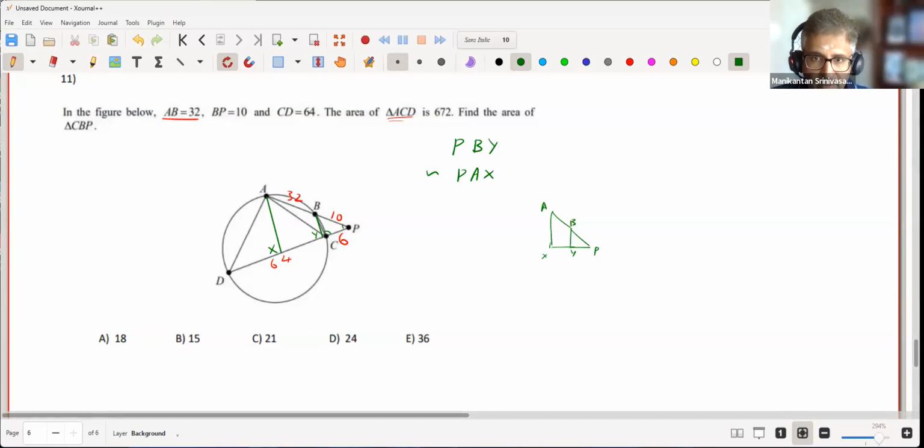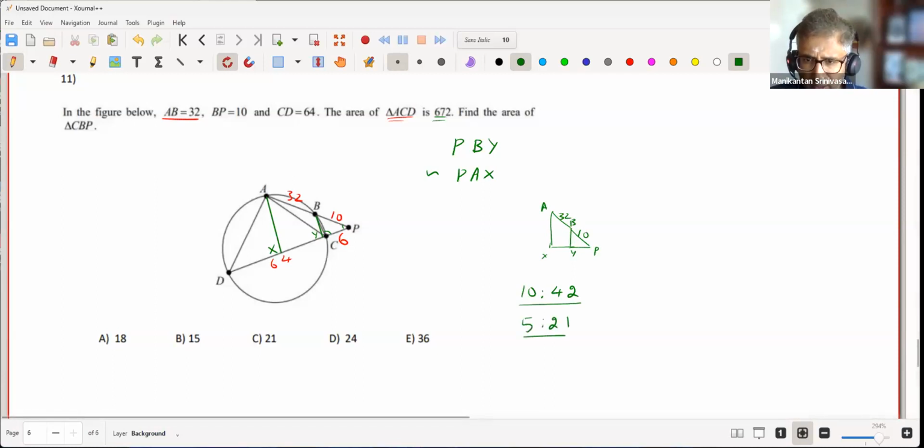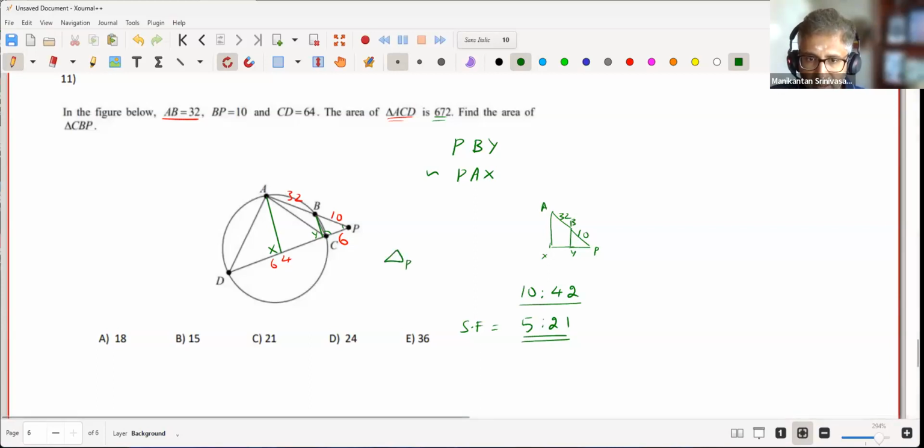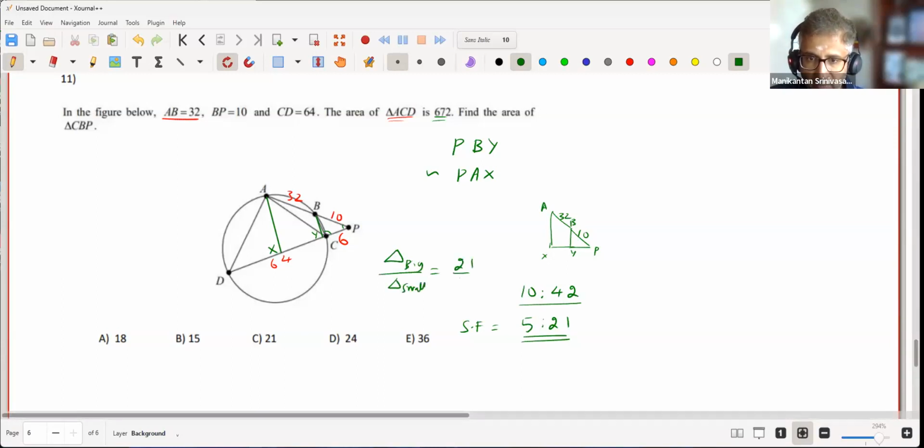So first of all, this area is given to be 672. In fact, you don't even need to find the altitude. We can directly use the scale factor. What is the scale factor? This is given to be 10, and this is given to be 32. So the ratio is 10 is to 42, that's the scale factor. I can simplify this as 5 is to 21, the scale factor between the small triangle and the big triangle. Therefore, the area of the bigger one by the area of the smaller one will be 21 by 5 whole square. Scale factor square, we know all this.